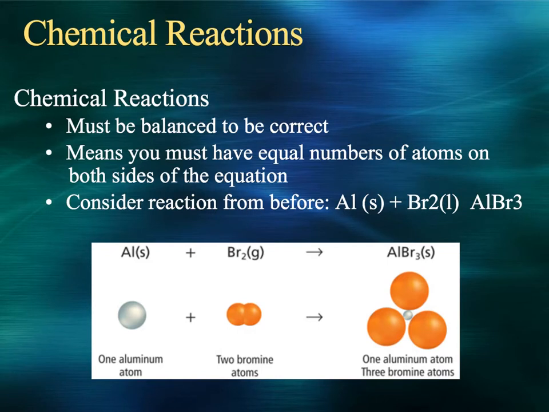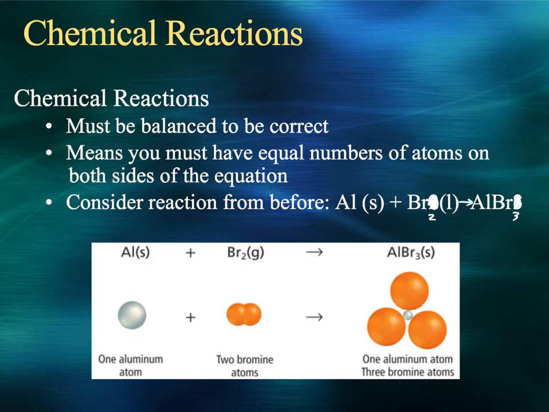Okay, so for a chemical reaction to be useful to us, it's got to be balanced. Okay, we have to have things balanced. Means you have to have equal numbers of atoms on both sides of the equation. So consider that reaction that we've been looking at here. I hate how this thing always undoes the formatting I put into it, but whatever.